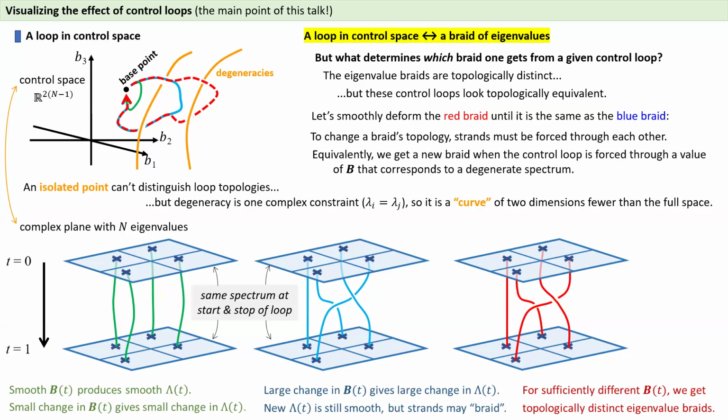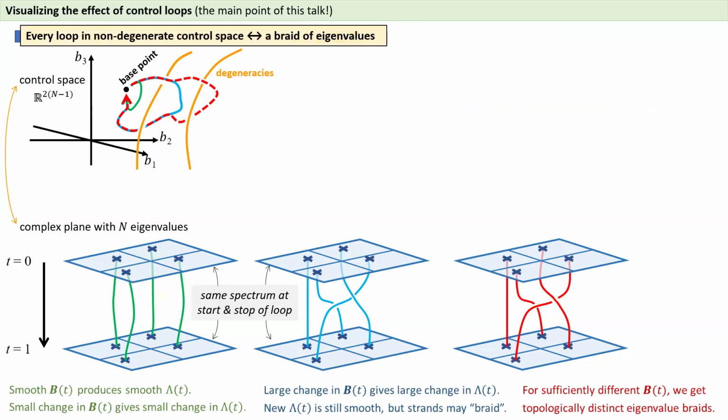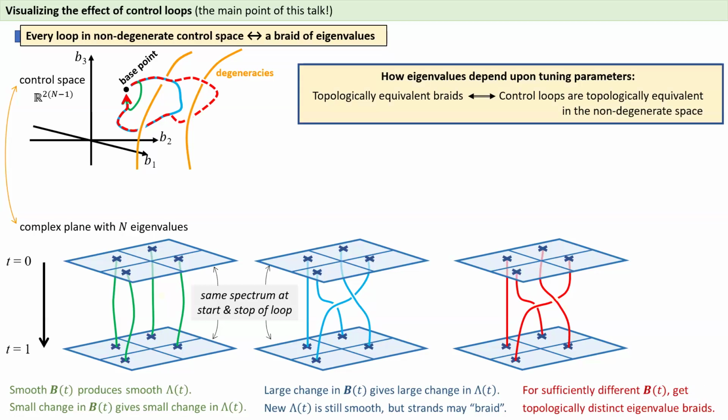Does the distance between the base point and the first curve of degeneracies tell you anything? Like how far you have to go away from it? It told you that I am free to draw this cartoon however I want. Okay, that's going to be my next point.